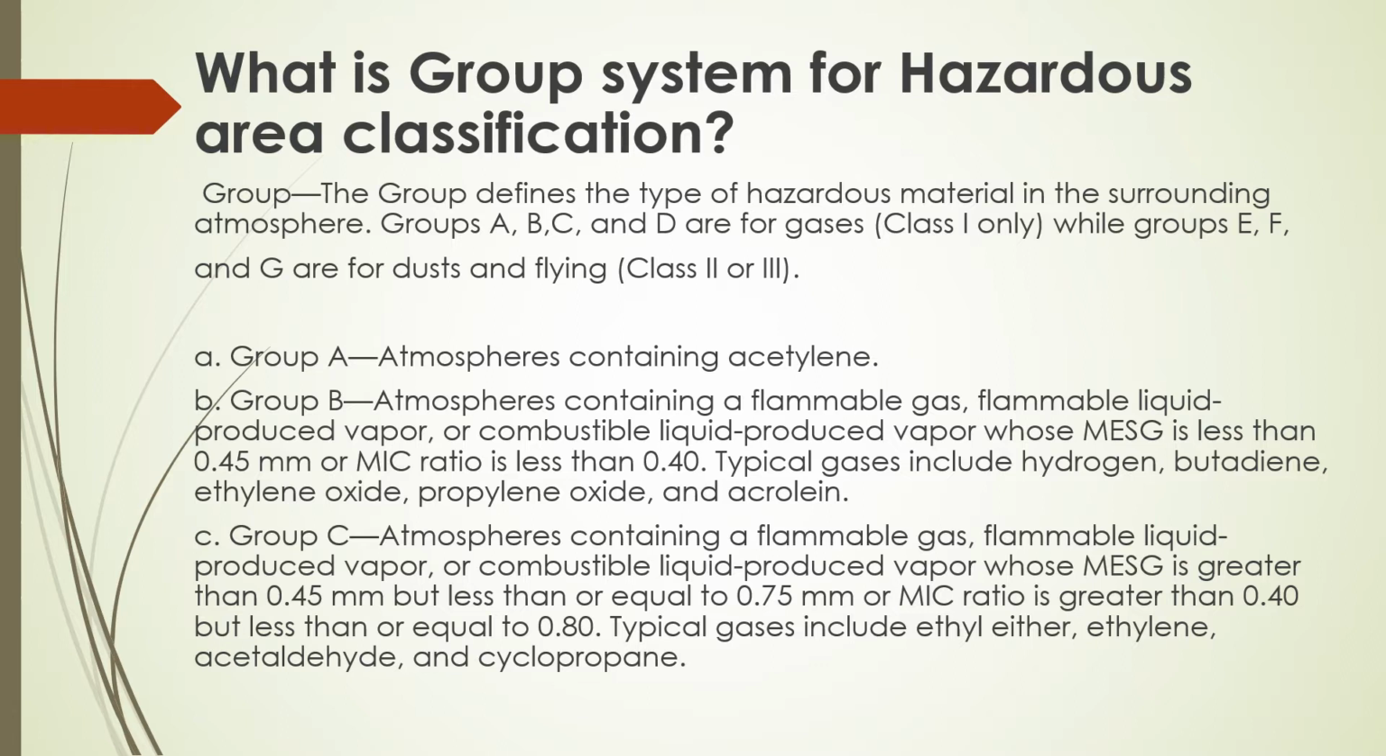Group C, atmosphere containing a flammable gas, flammable liquid produced vapor or combustible liquid produced vapor whose MESG is greater than 0.45 mm but less than or equal to 0.75 mm, or MIC ratio is greater than 0.40 but less than or equal to 0.8. Typical gases include ethyl ether, ethylene, acetaldehyde and cyclopropane.